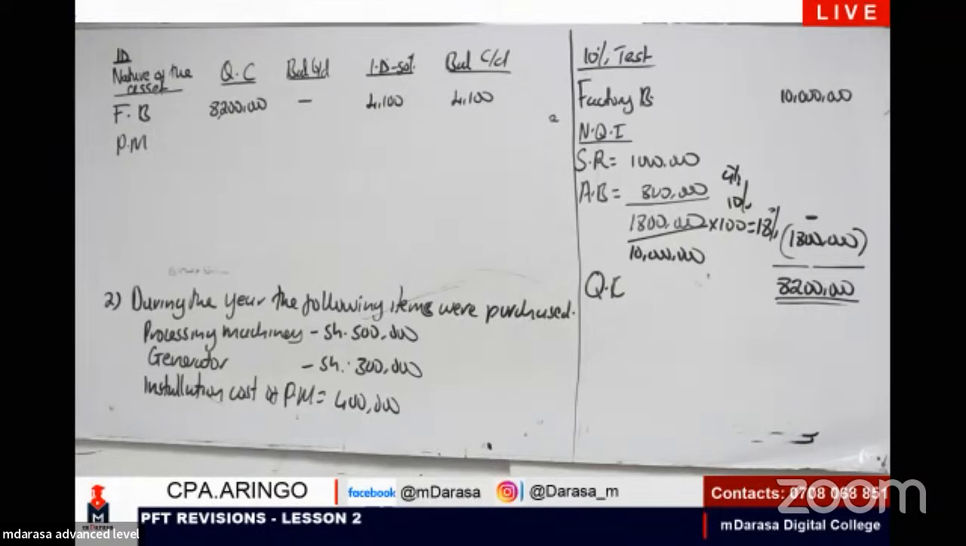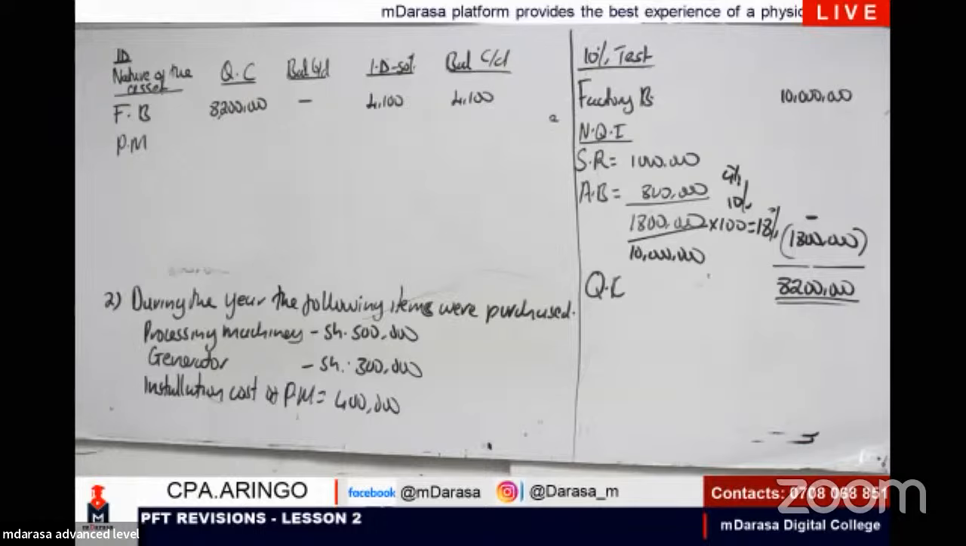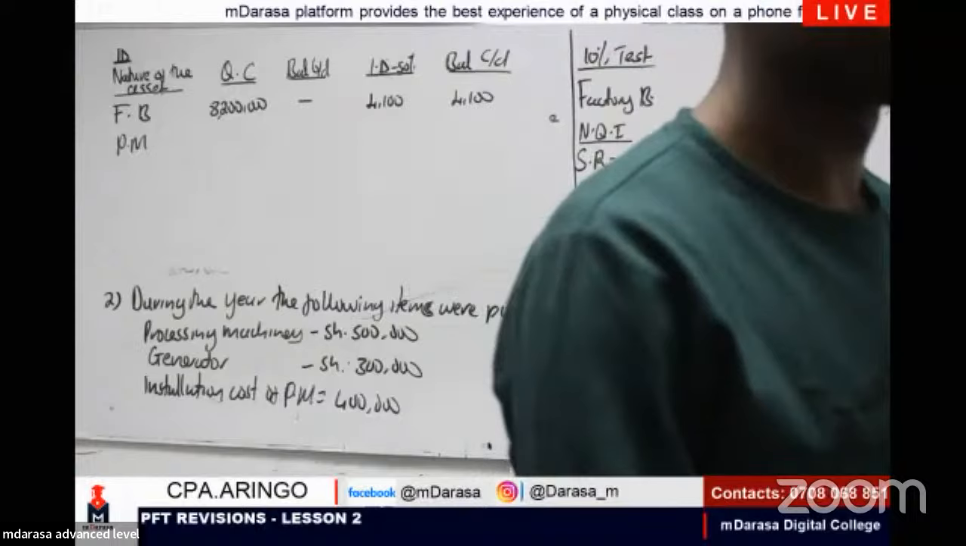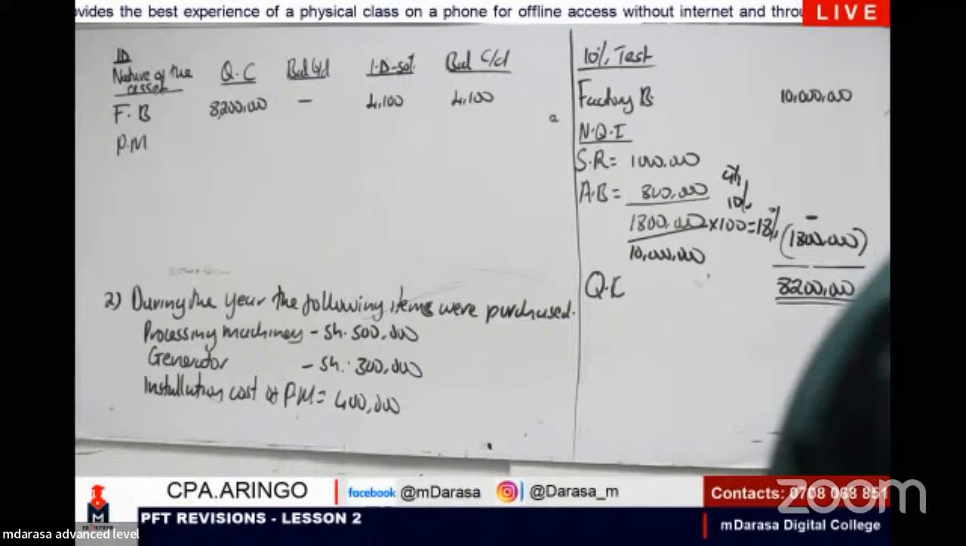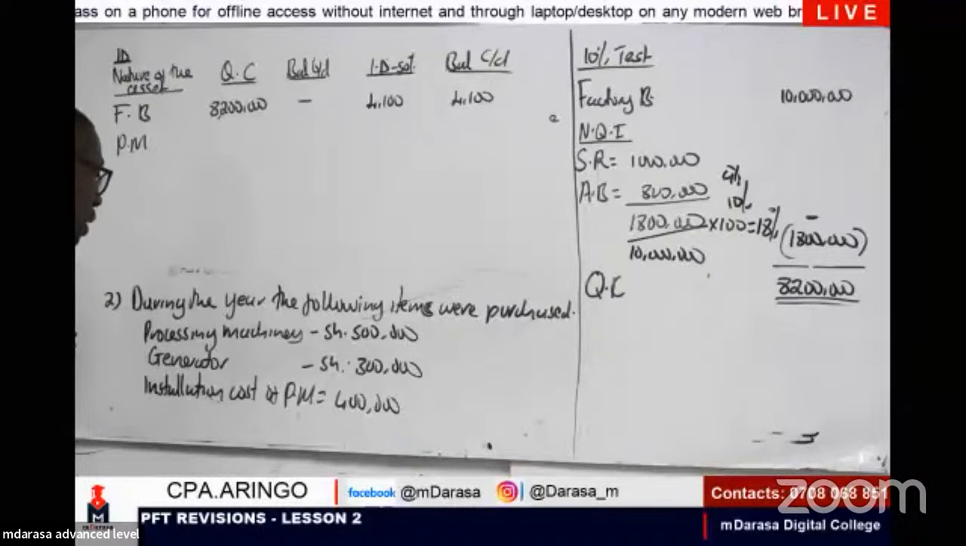Rose, summarize for us there. What will be our cost of processing machinery? I think it's 500,000. Nimekata. The qualifying cost. Mwalimu amekata hiyo. Mary? Yes, Mary? Qualifying cost is ngapi? 1,200,000. 1,200,000. For processing machinery? Yes. Mwalimu umekataa.